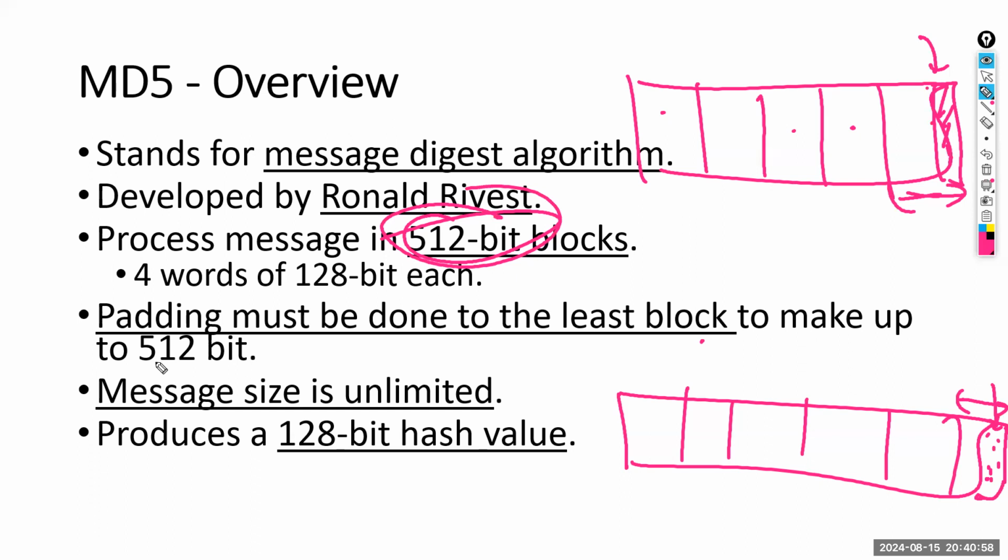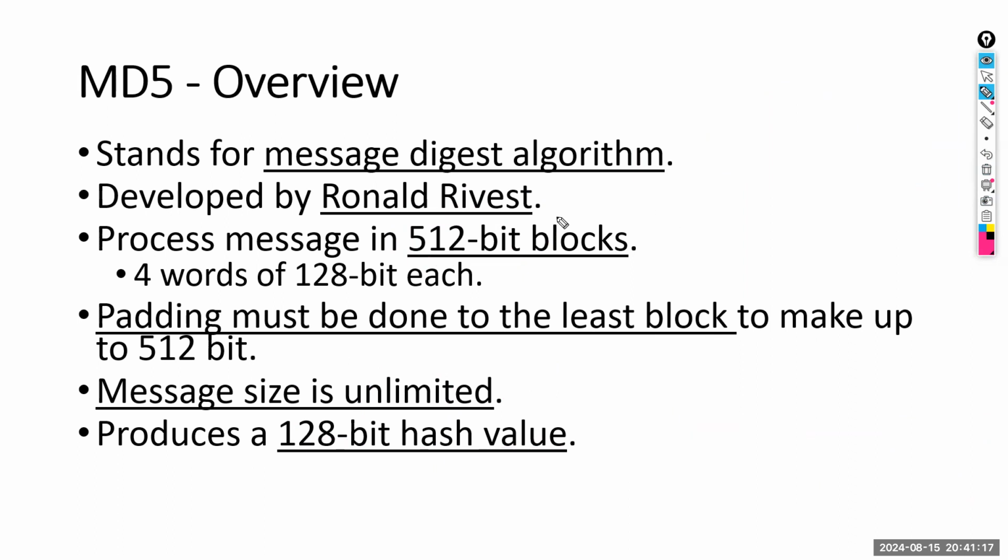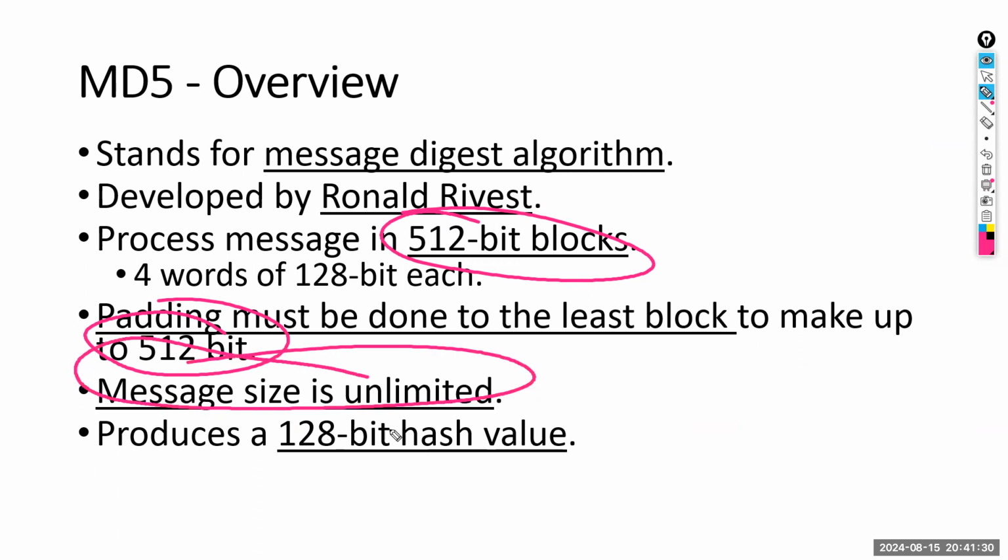And of course, MD5 can be used to generate a hash for any size of data. There's no upper limit, whereas some algorithms do have an upper limit. So the message size is unlimited. Those are features you need to remember. Block size is 512. Padding must be done to make the last block 512. The message size is unlimited, and the resulting hash value is 128 bits.